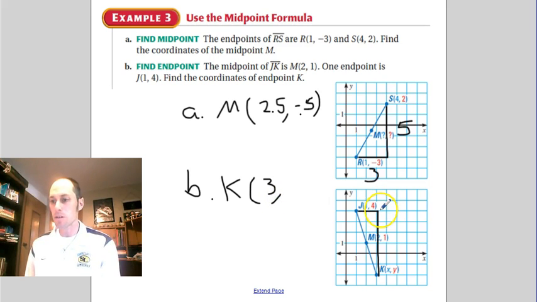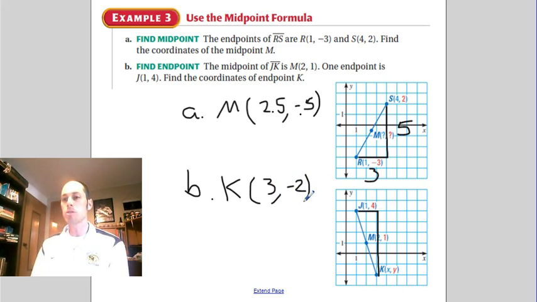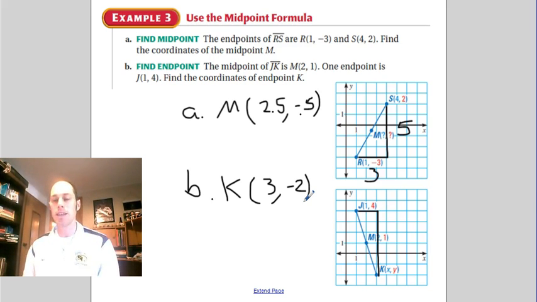And my vertical distance is 1, 2, 3, 4, 5, 6. So it's a distance of 6. But I went down 1, 2, 3 to get to M. So it makes sense that if I go down 6 to get to K, that'll be correct. So go down 6 from 4 is down at negative 2. Okay. So applying what you know about a midpoint, just know it's the halfway point, and apply what you know on the coordinate plane to figure out where that midpoint lies. And then you don't need to memorize the fancy formula.